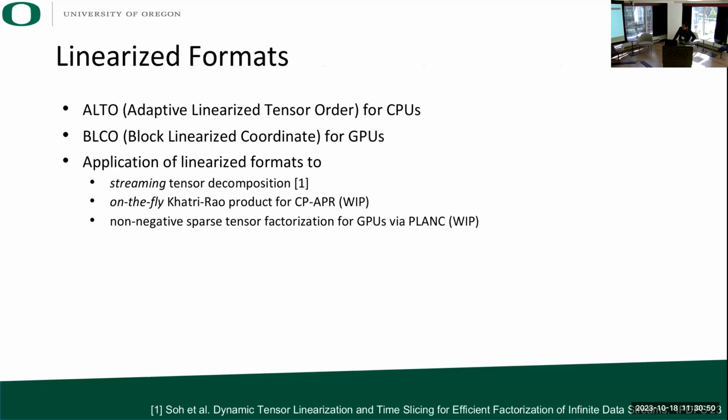So our research yielded two different formats, ALTO and BLCO, or adaptive linearized tensor order and blocked linearized coordinate, for CPUs and GPUs respectively. And BLCO is just a small variation of ALTO. So in fact, we really have a very similar format that's suited for both architectures. And we apply these linearized formats to streaming tensor decomposition, on-the-fly Khatri-Rao product for CP-APR, and non-negative sparse tensor factorization for GPUs implemented in Planc. Some of these are ongoing, so I won't cover them, but we'll talk about ALTO and BLCO in greater detail.